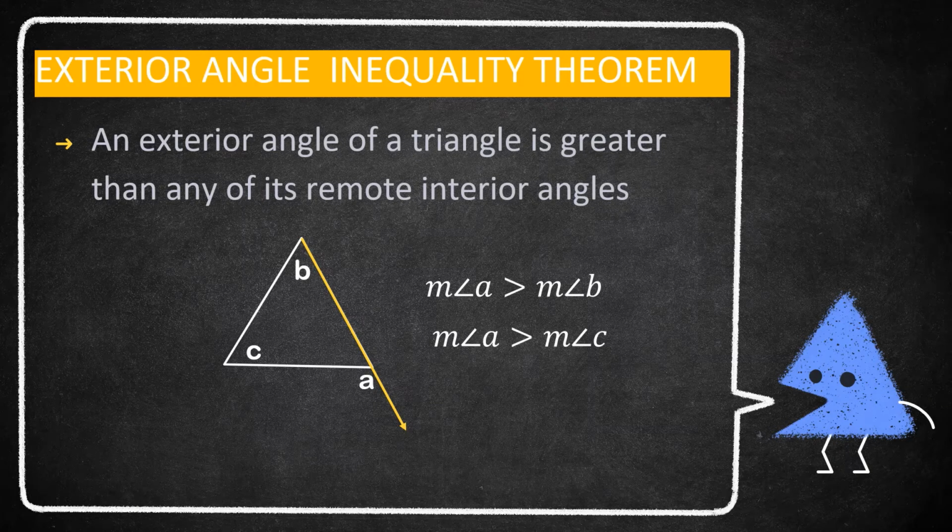Exterior angle inequality theorem states that an exterior angle of a triangle is greater than any of its remote interior angles. In the given figure, angle A is the exterior angle, and angle B and C are the remote interior angles. So we can say that the measure of angle A is greater than the measure of angle B, and the measure of angle A is greater than the measure of angle C.